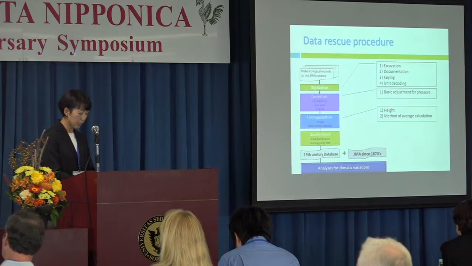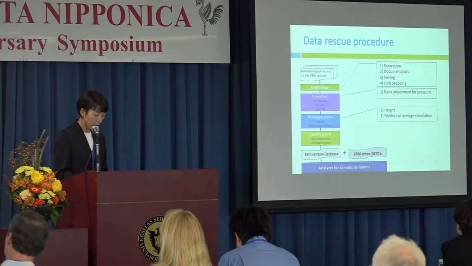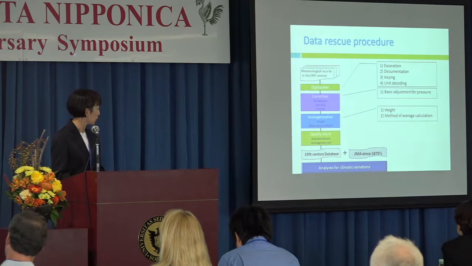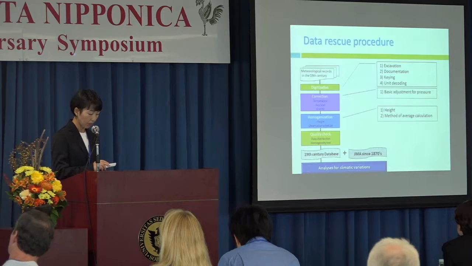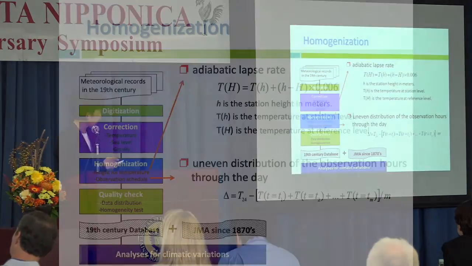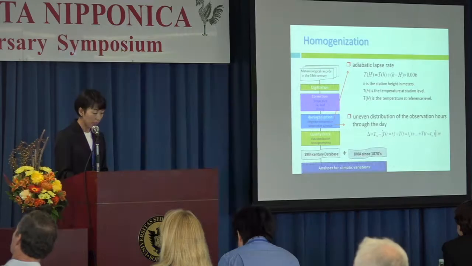Then, in homogenization, fragmental records which were taken at different locations and with different observation routines are connected. For the homogenization, we applied some physics and a statistical method. After that, extreme values, which may be caused by just human errors, are taken out from the dataset as a quality control process.